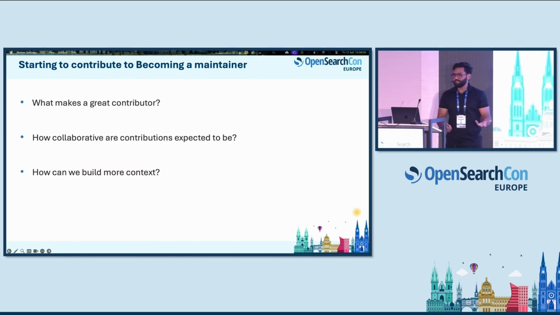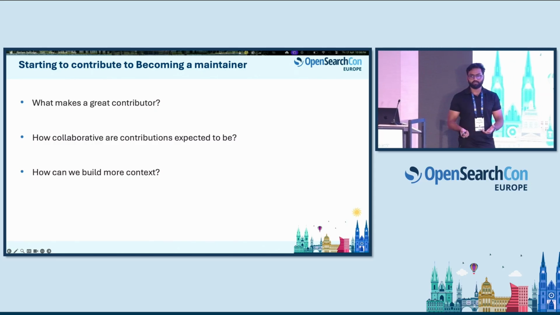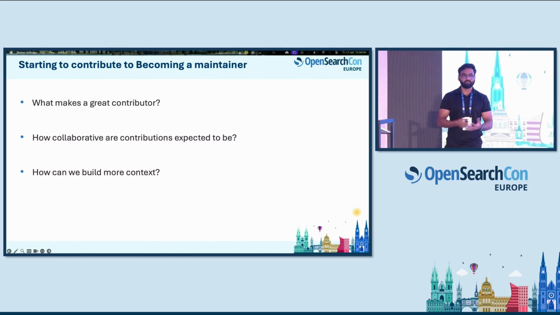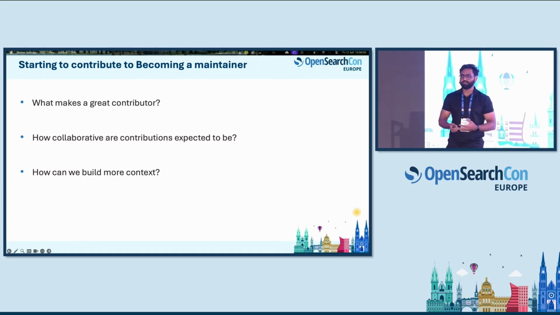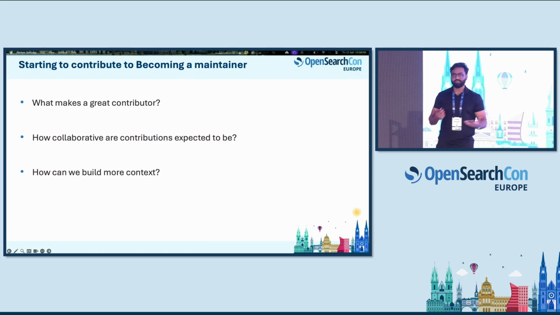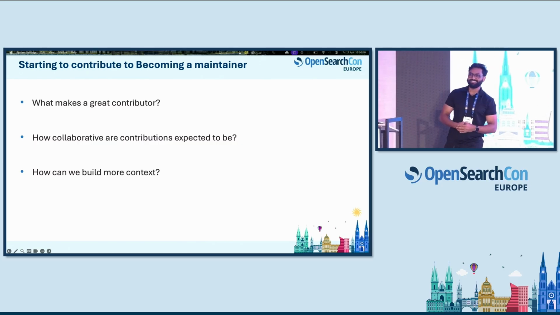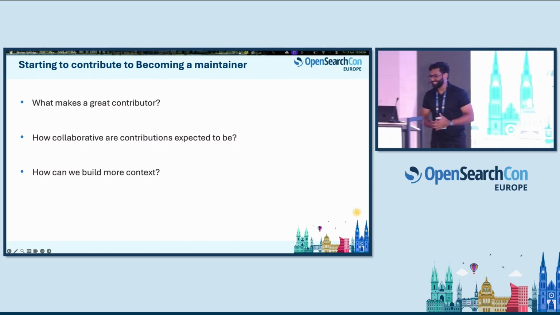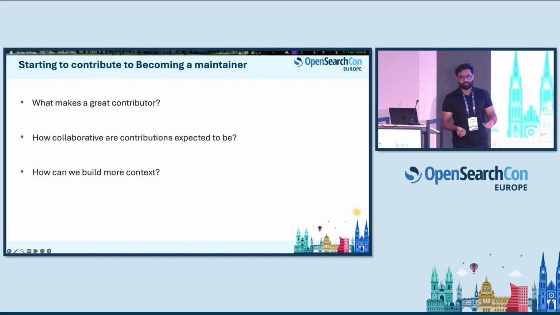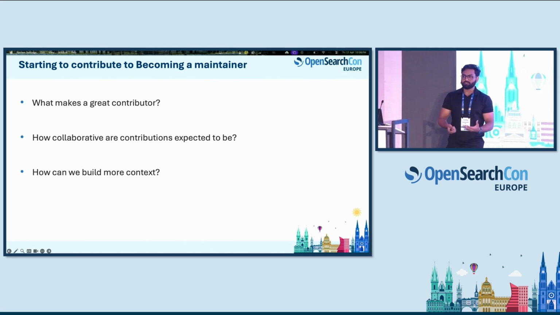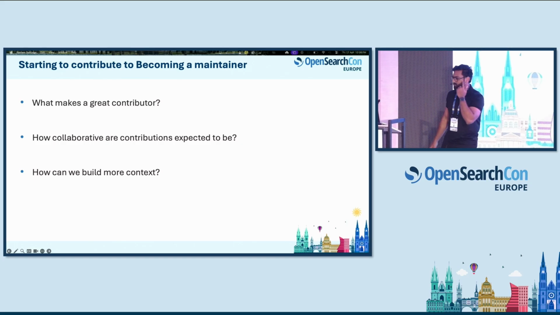A quick show of hands, how many people have actually contributed to OpenSearch before over here? Okay, decent amount. How many people have contributed to any open source project? A fair crowd. So we folks over here already have context on what it takes to contribute to any open source project in general.